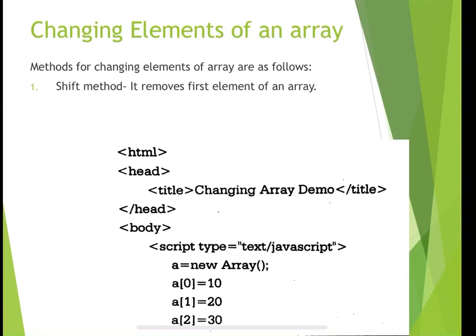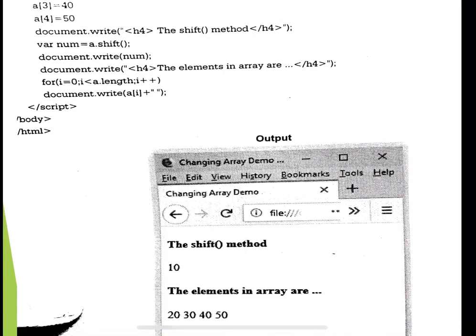So HTML, head tag, open title tag, changing array demo, close the title tag, close head tag, open body tag, open the script tag. Take a is equal to new Array, then go on adding elements. a of 0 is equal to 10, a of 1 is equal to 20, a of 2 is equal to 30, a of 3 is equal to 40, a of 4 is equal to 50. Then take one variable num is equal to a dot shift. A is the array variable and the shift method is used.